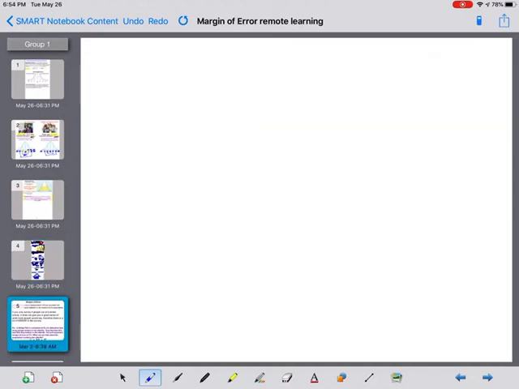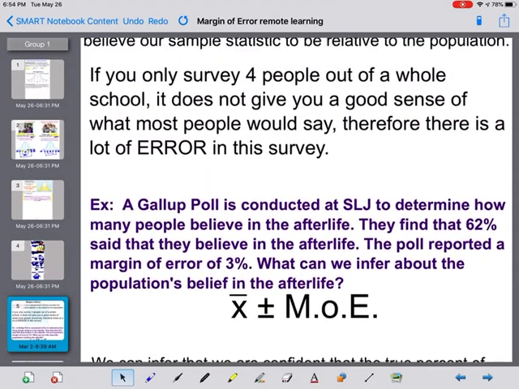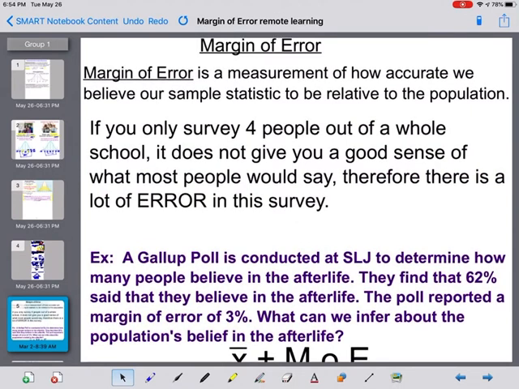Okay, the last thing we're going to learn about is margin of error. So margin of error is actually when you do an actual survey or an actual experiment, it's the measurement of how accurate your actual survey is as a sample statistic relative to the entire population. So how specific and accurate is this going to be when I look at the entire population?